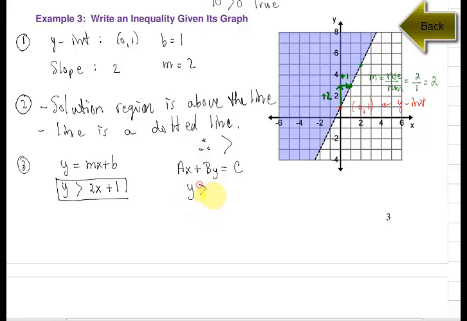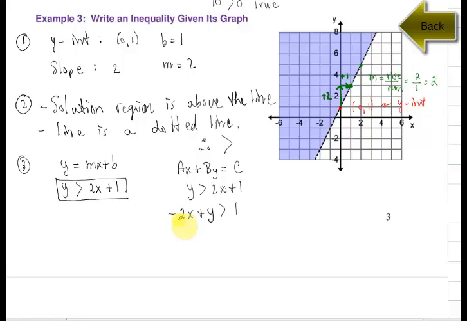Okay, so I'm going to start with my y equals mx plus b form. And I want to move my 2x over to the left, right? Because I can leave c on this side, which will be 1. So that's going to give me negative 2x plus y is greater than 1. But in standard form, a is always positive. And it's always a whole number. Well, actually a whole natural number. So I have to make this negative 2 a positive 2, right?